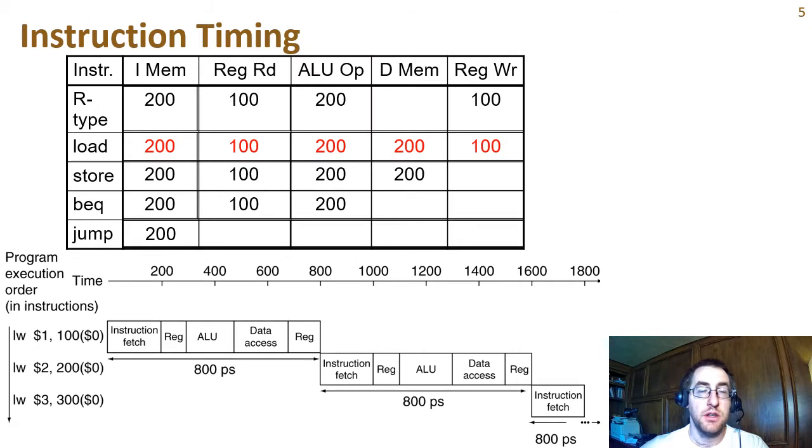Okay, so looking at a little diagram, a timeline here, we see how if we have 3 load word instructions in a row, each of them would take 800 picoseconds, and on this timeline we would see different phases of the instruction accessing different pieces of the functional unit in each portion of time.